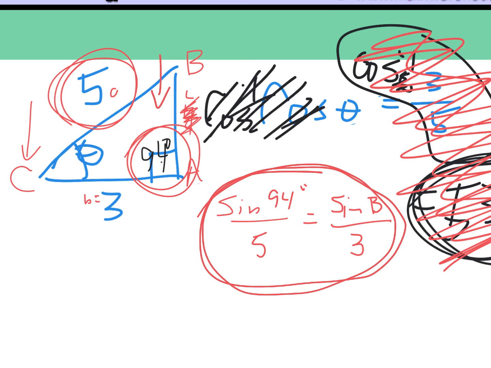Does that make sense to you guys? All right. So then I'm going to multiply both sides by 3, and then this 3 will cancel off. And I'm going to do inverse sine of all that. And we're going to go with Isaac. What did you get on that one?